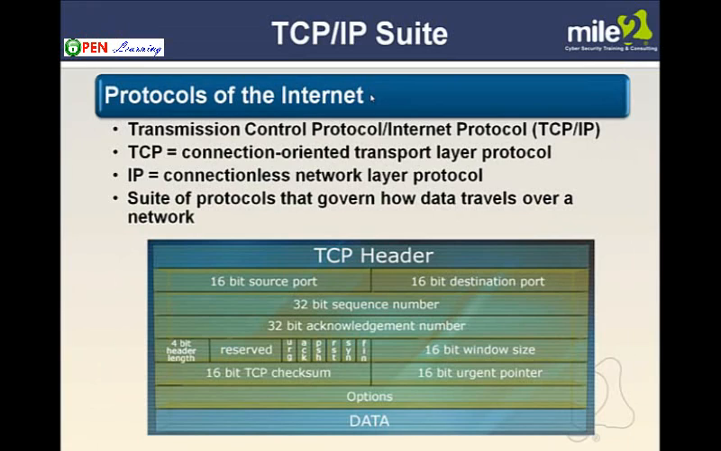The TCP/IP protocol suite is the most common one we see now. It was named after 2 popular protocols from the suite, just TCP and IP. TCP is connection-oriented transport layer protocol, and we saw that at the transport layer. And as you can see, the IP is at the network layer, and that's connectionless because it would be faster that way.